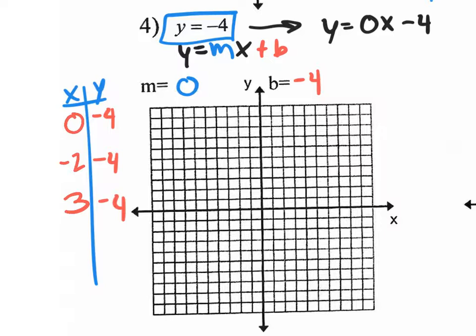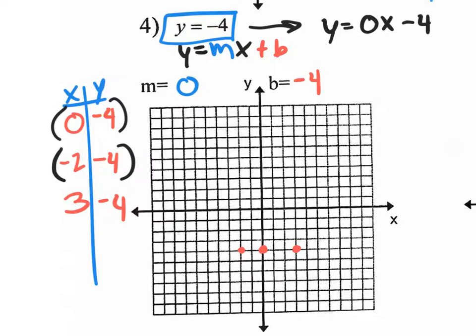Now, what kind of line do these coordinates produce? Let's go to 0, negative 4. 0 on the x, negative 1, 2, 3, 4 on the y. There it is. Let's go to negative 2, negative 4. There it is. Let's go to positive 3 on the x, negative 4 on the y. There it is.